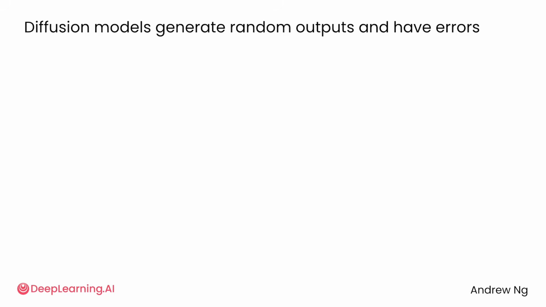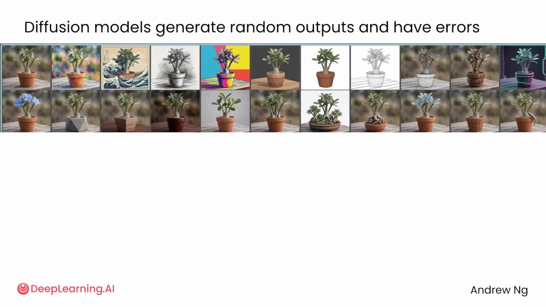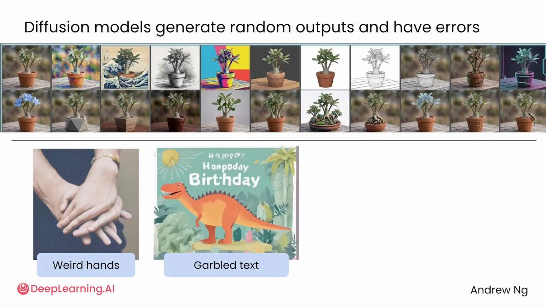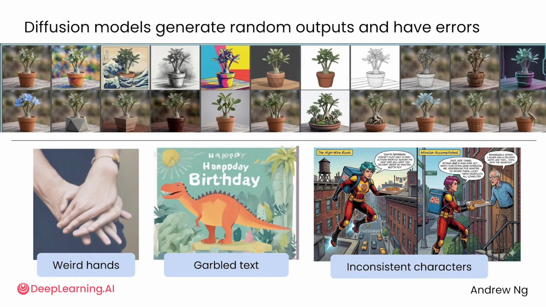Diffusion models do generate random outputs, and they can also make certain types of errors. If you repeatedly ask the AI model to generate a potted plant, different times you run the algorithm might result in different images like the one shown here. But many people have also observed that the diffusion model tends to generate weird-looking hands, often with more or fewer than 5 fingers. And it can often output garbled text, like happy birthday is very badly misspelled here. And it can also lead to inconsistent characters.